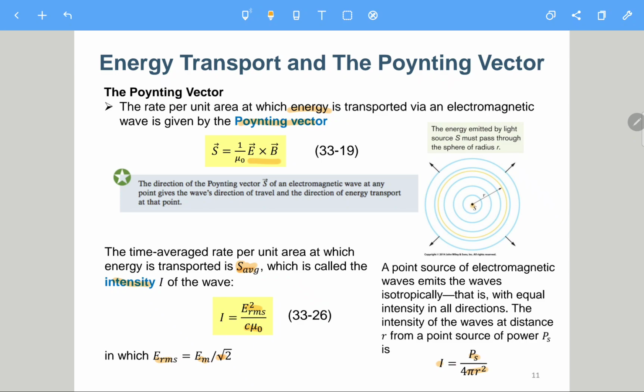So you can consider this figure. S is the source of the EM wave, and it tries to propagate in every direction. For the origin point, the power is P_S, and as it propagates longer, the wavefront has a larger radius, so the same amount of power is spread over a larger spherical surface, which means the power is equally distributed on the sphere with radius r. So we have I equals P_S over 4 pi r squared.